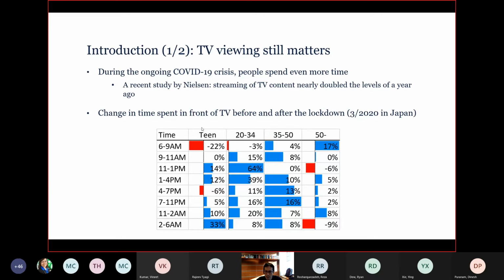Well, teenagers are kind of interesting because they watch less during 6 and 9 a.m. and they watch even more, more than a 33% increase, during 2 to 6 a.m. So teenagers don't go to bed during COVID. Okay? But other than that, we spend more time in front of the TV. So it is still important to understand our TV watching behavior.